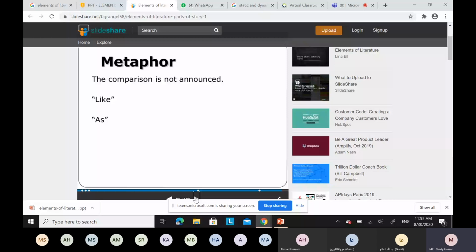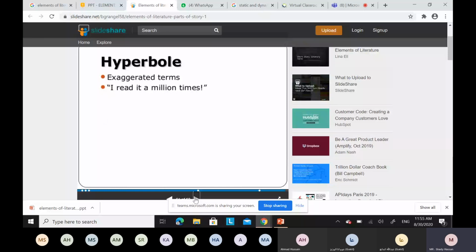Another point in figures of speech, you have hyperbole. Hyperbole is exaggerated terms. When you say, for example, I phoned you millions of times today, you did not. You may phone your friend two or three times, that's all. And you're saying that it's millions of times. So this is exaggeration. This exaggeration in the figures of speech is hyperbole. You got it?